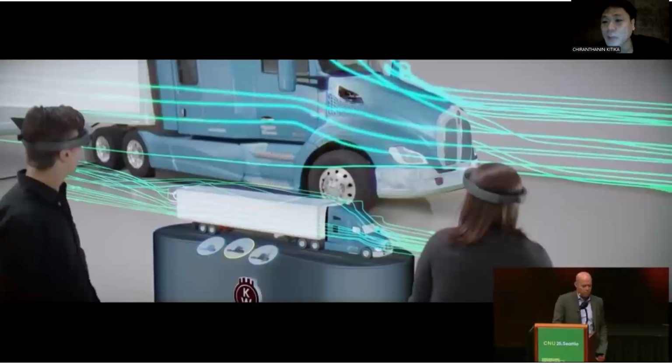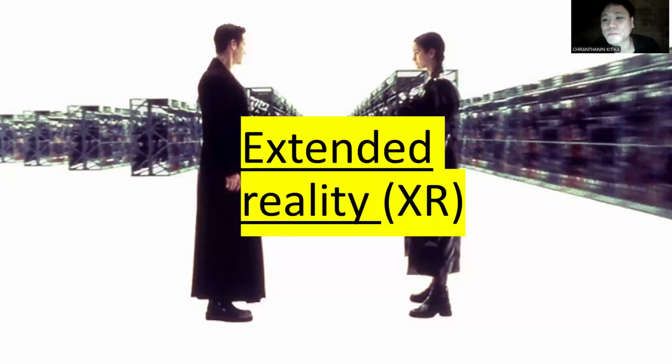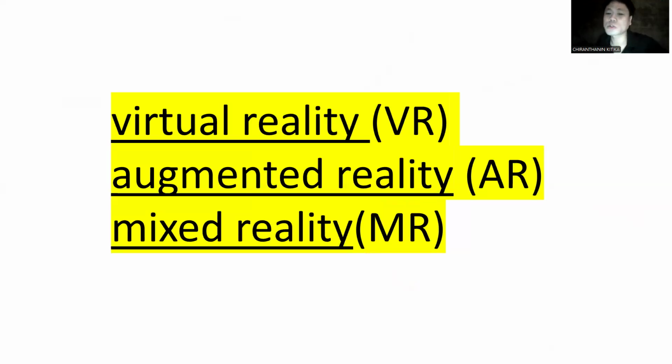So once you use XR, it's not just about seeing things, but also collaborative things, mixing everything. So the definition of XR is extended reality. Your reality is not only the thing that you perceive by touching, by tasting, by smelling, by hearing, but you extend it beyond three dimensions, into four dimensions as well. So we will focus on these three words: virtual reality (VR), augmented reality (AR), and also mixed reality (MR).